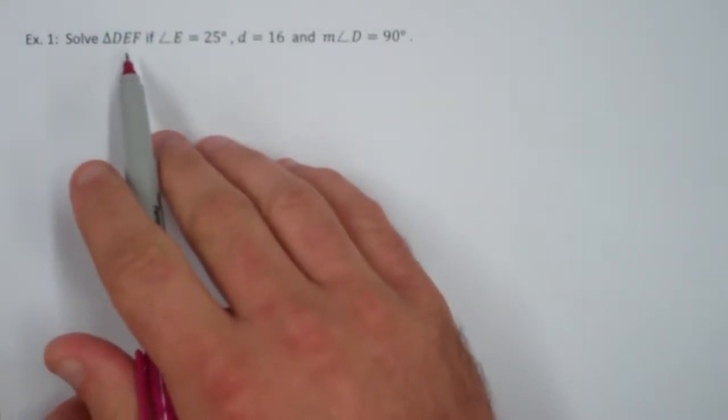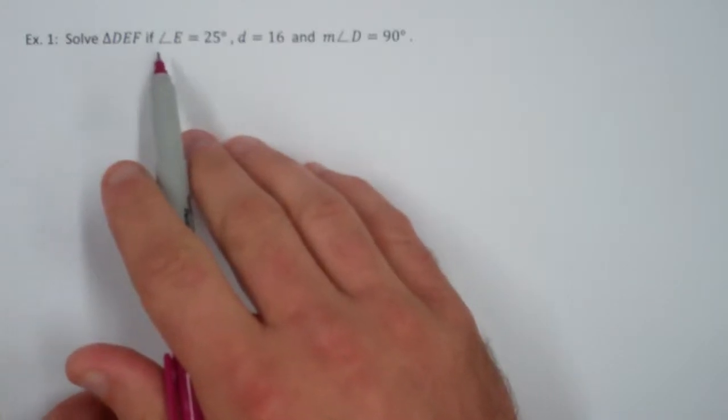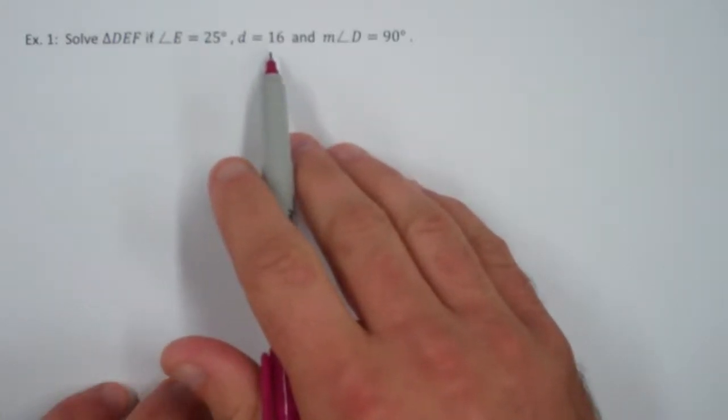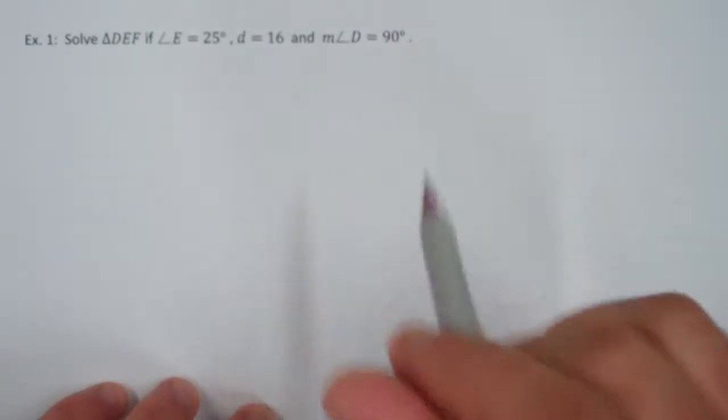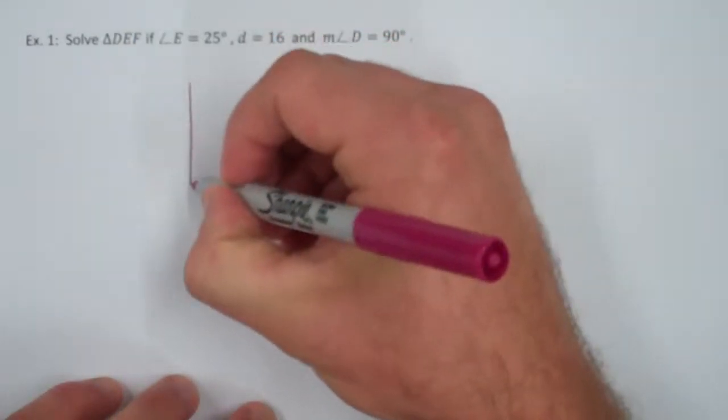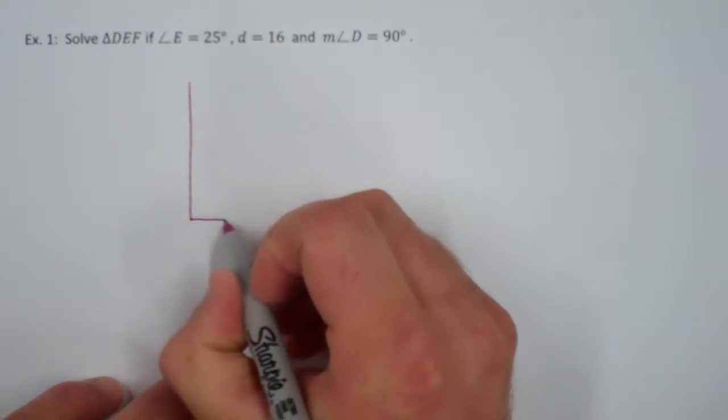And if we read this, we've got triangle DEF. E is 25, D is 16. The measure of angle D is 90 degrees. So let's see if we can draw a fairly accurate triangle. It doesn't have to be perfect.